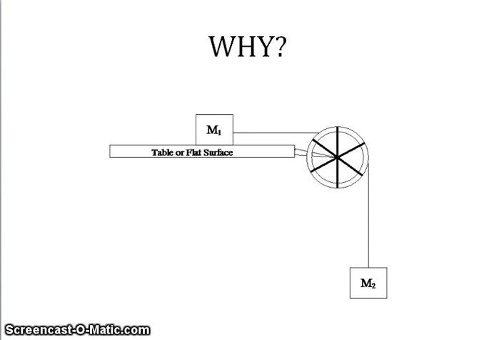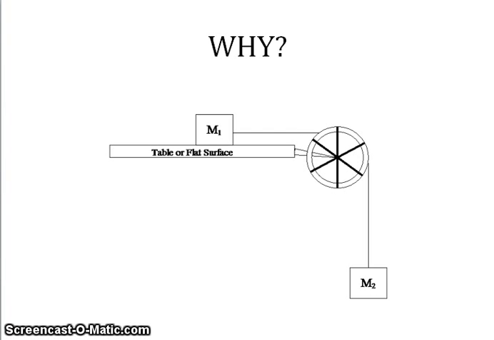So the block 1, which we will call M1, lies on a horizontal surface on a flat table. Let's say it's a flat table and it has no friction. And the M2 is being pulled by the pulley.